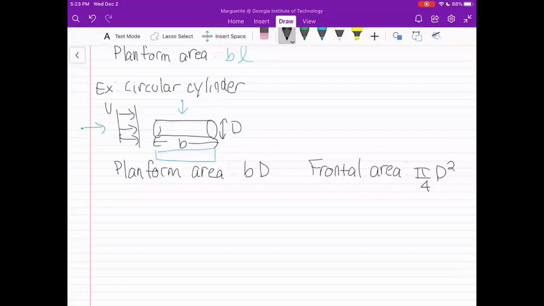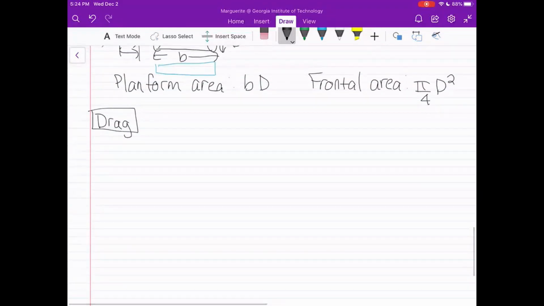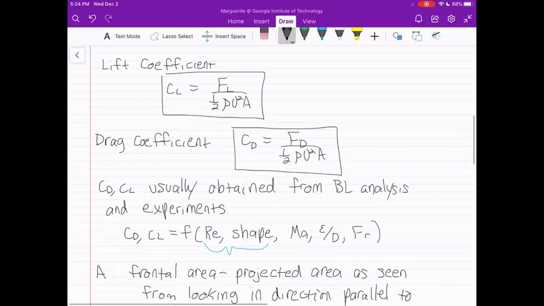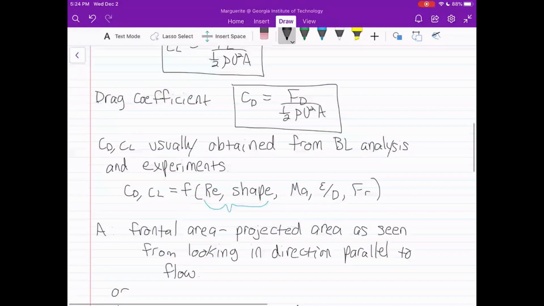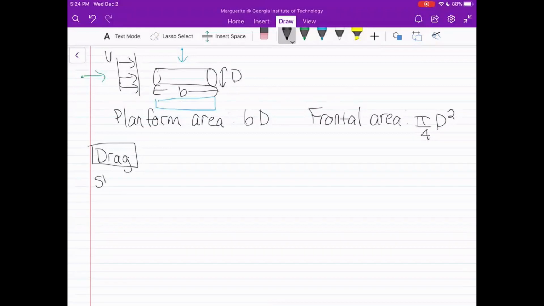Okay, so now we're going to start talking about drag. All right. If we go way back up here, I said that these two coefficients depend on a bunch of different aspects, and we're going to concentrate on Reynolds number and shape. So I'm going to start talking about drag in terms of shape dependence.